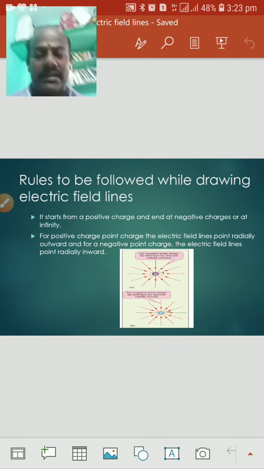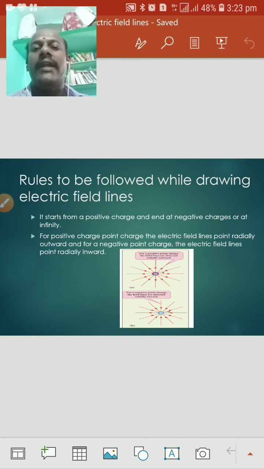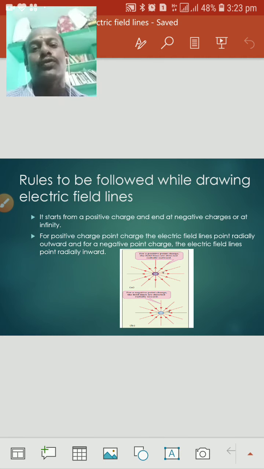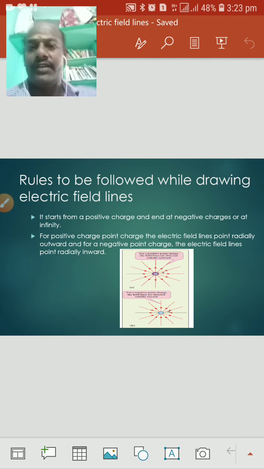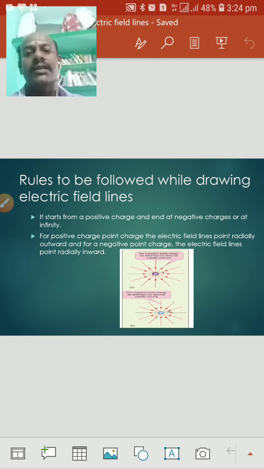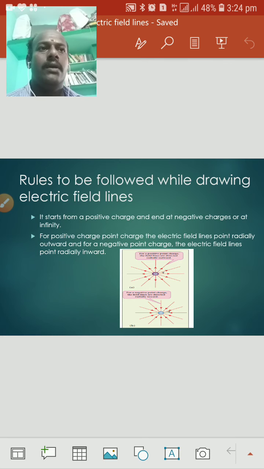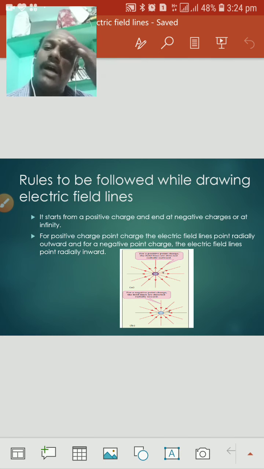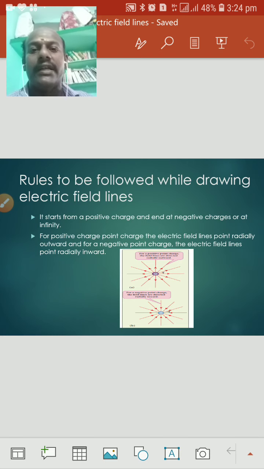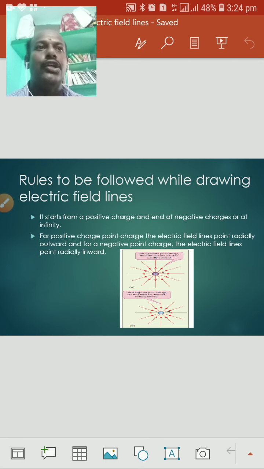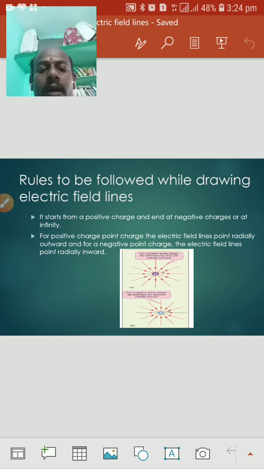What is its meaning? For example, if I take a positive charge, the electric field lines start radially outwards and end at infinity, or reach a negative charge. In the case of a negative charge, the lines start from infinity and terminate radially inward at the negative charge. And the second rule: for the positive charge, the electric field lines point radially outward, and for the negative charge, the electric field lines point radially inward.